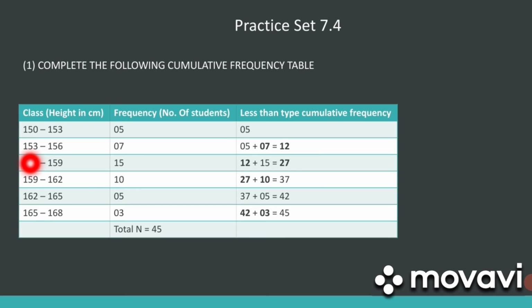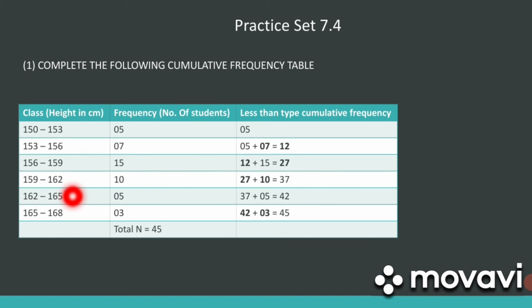For the second class, that is 153 to 156, we add 7 to the cumulative frequency of the first class, that is 5. Therefore, 5 plus 7 is equal to 12. For class 156 to 159, we add 12, which is the cumulative frequency of the previous class, to 15, which is the frequency of the same class, that is 156 to 159, and we get 27.